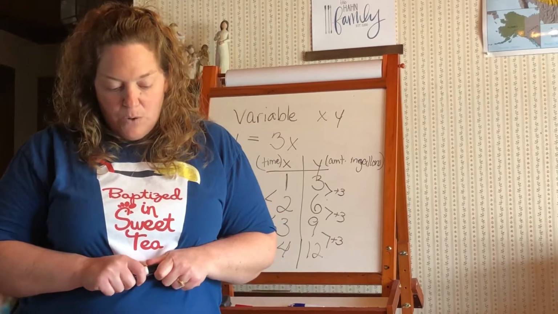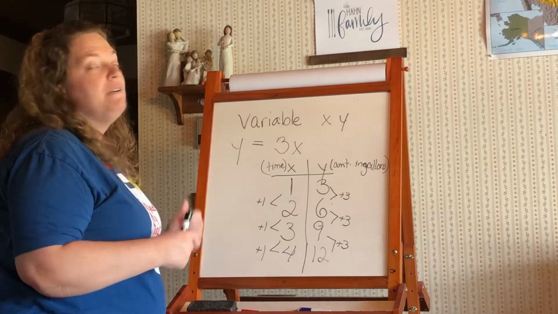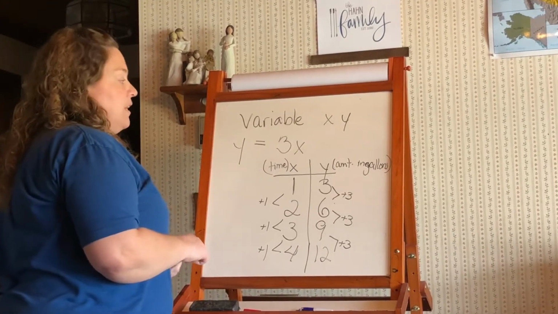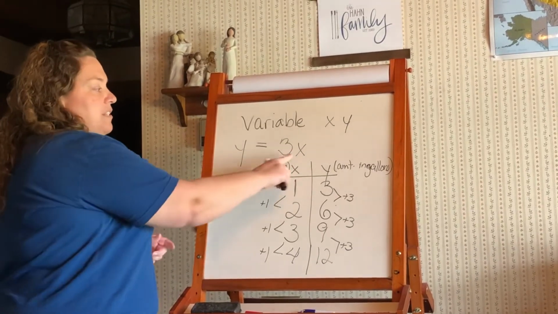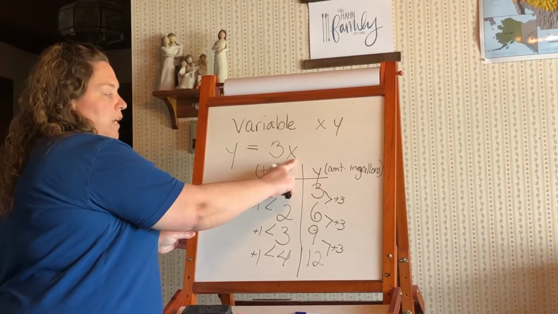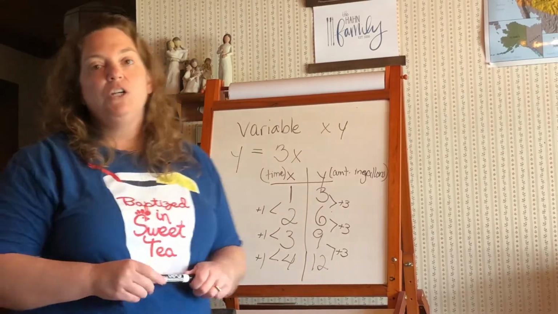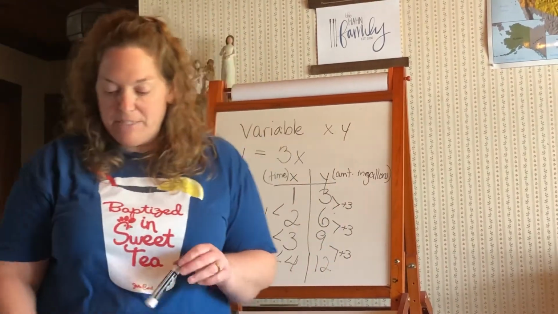All right, so if they wanted to, using this, if they said, okay, what if it ran for 7 hours? Then we know we can just put in the 7 for the time. 3 times 7 is 21, and the Y value would be 21 total gallons. So that's how we would work that out.